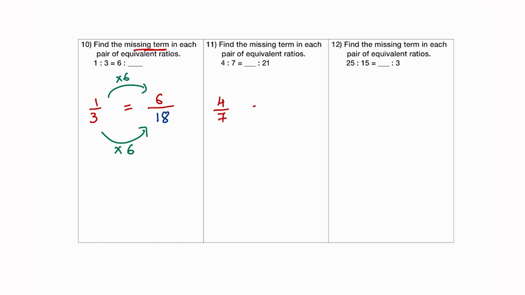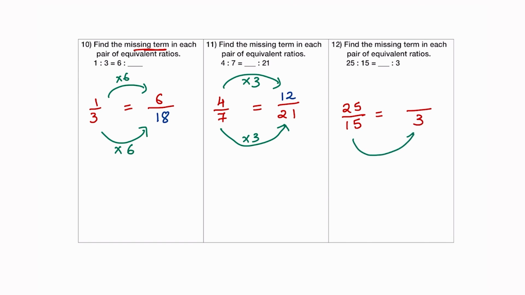4 over 7 equals something over 21. So we do this here. 7 to 21 is times 3. Same thing here, times 3. So 4 times 3 is 12. 25 over 15 equals something over 3.